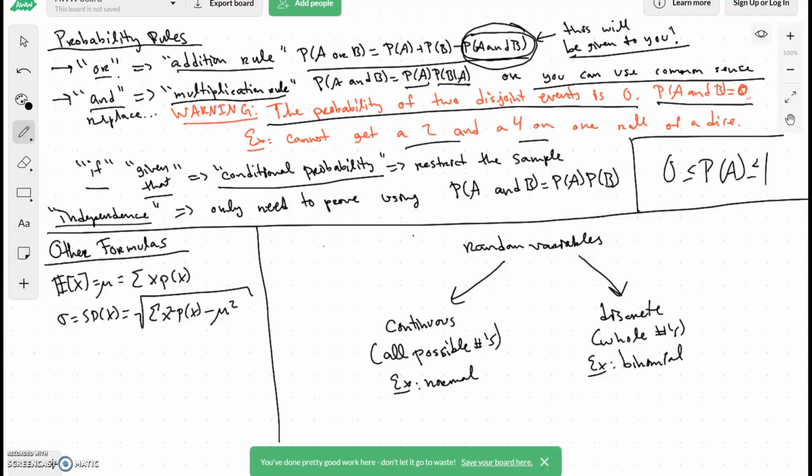Independence: the only thing that you need to know is that you will only use this formula. You will need to prove that two things are either dependent or independent using this formula. Remember that we need to make sure that this side equals this side. Okay, so they both have to be equal. I wrote this down here.